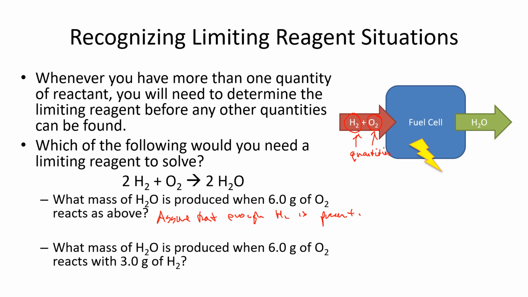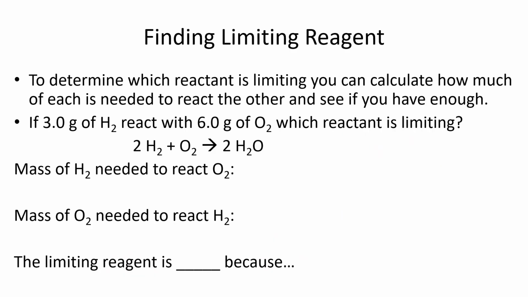The second one is one where we definitely need to work out a limiting reagent because we're given 6 grams of oxygen and 3 grams of hydrogen. So which of those is going to run out first? Which one is the wieners? Which one is the hot dog buns? So that's recognizing when you need to do a limiting reagent. You're going to have quantities of both. So once you know that you need to find the limiting reagent, then the trick is deciding which one is going to run out first.